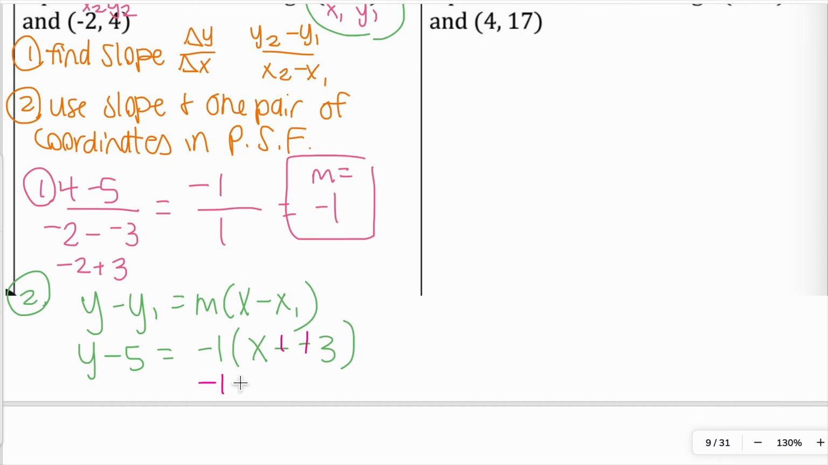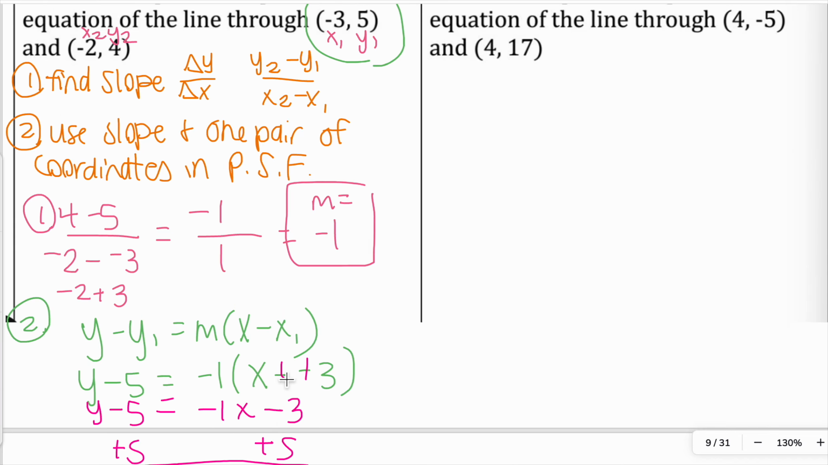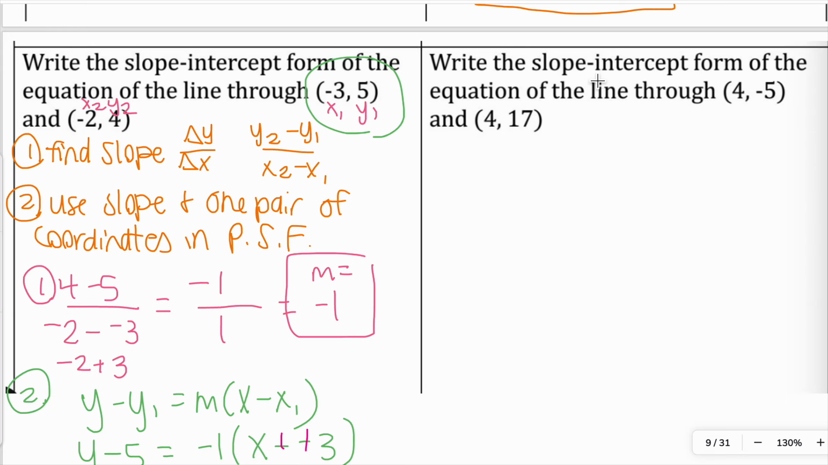Distribute that negative 1 times x plus 3, and then over here I have y minus 5. To get y by itself, we're going to add 5 to both sides. So I'm going to get y is equal to negative 1x, or negative x, plus 2. Okay? See if you can try this one on your own. So go ahead and pause the video. This one's very interesting. So when you get stuck or when you're ready to check it, go ahead and click play.